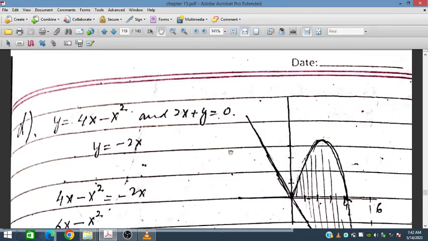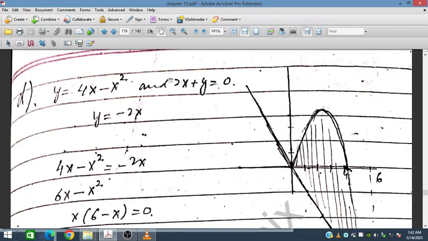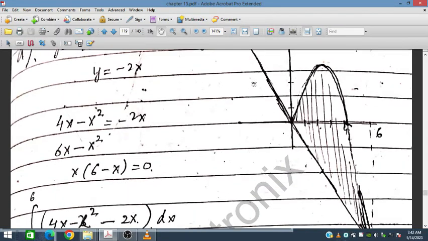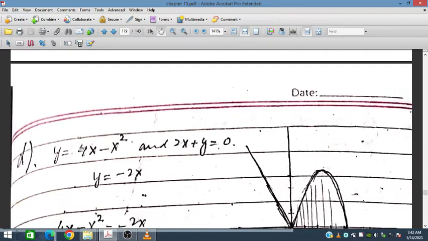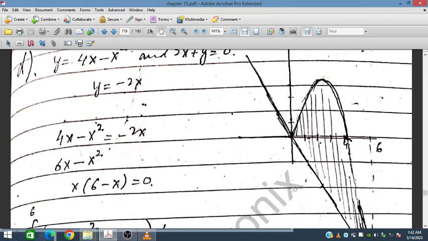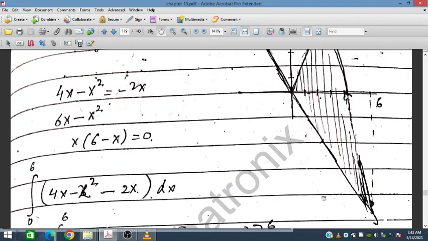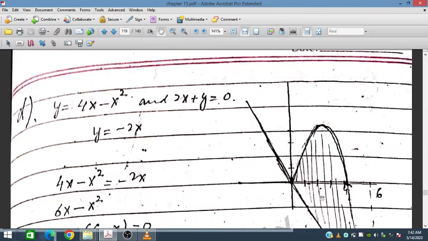So let's solve this part D. Here y is equal to 4x minus x square and 2x plus y is equal to 0. So this is a line equation, 2x plus y is equal to 0, and this 4x minus x square is the parabolic shape. And from this equation we have y is equal to minus 2x.